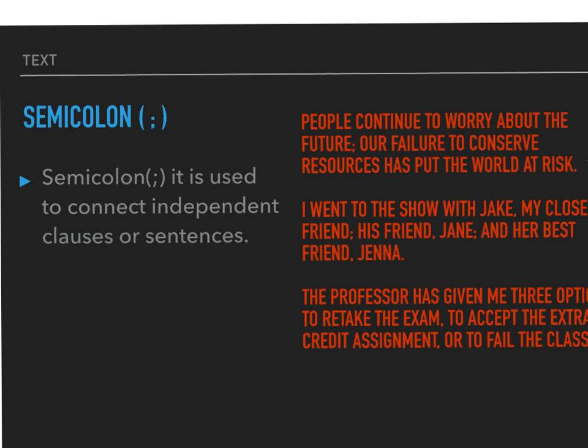Now, of course, there are so many things I'm talking about. I went to the show with Jake, my close friend; his friend Jane; and her best friend Jenna. Now, I cannot keep on using comma again and again. It makes a sentence look weird. So, to break the monotony or to use something else, we use semicolon to break many things clubbed together.